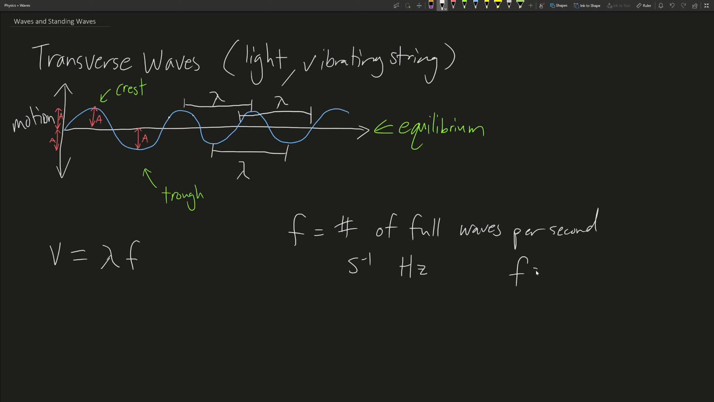And frequency is also equal to the inverse of a period, where period T is equal to the time it takes for one oscillation. So for one wave.